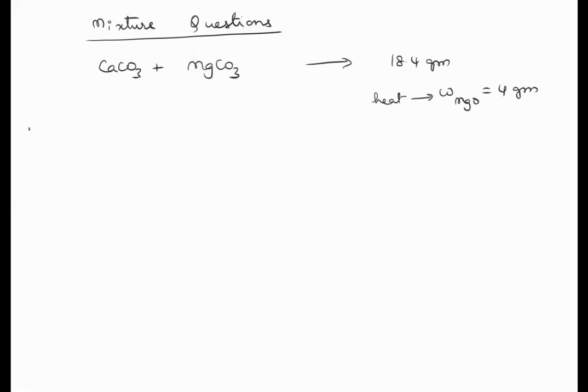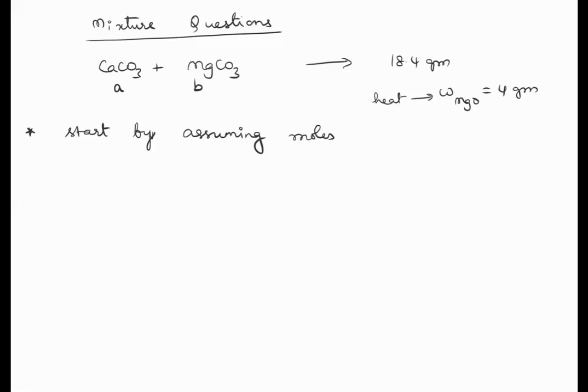The first thing you need to remember for such questions is, whenever you're given mixture questions, start by assuming moles. Never assume weight. Start by assuming moles. Never assume weight, because if you assume weight, the calculation will become messy. If you assume moles, your calculation will become easier. So I'll start by taking A moles of this and B moles of this.